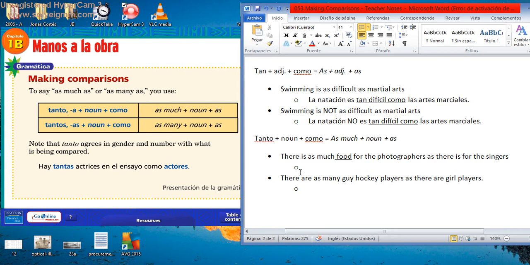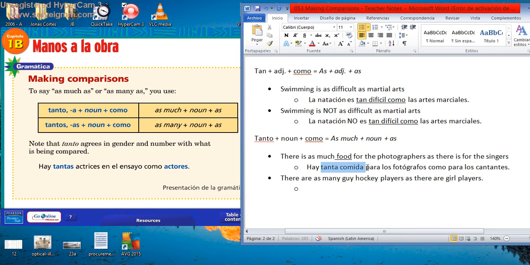And I'm going to say there is, and we use one word to say there is, and we say hay. Hay tanta comida. Notice gender of comida. It's la comida, right? That's why our gender over here changed. Instead of tanto, it's tanta. Hay tanta comida para los fotógrafos como para los cantantes. Does that make sense to you? Hay tanta comida para los fotógrafos como para los cantantes. There is as much food for the photographers as there is for the singers. And so we have tanta, I'm going to go ahead and underline it, plus the noun.